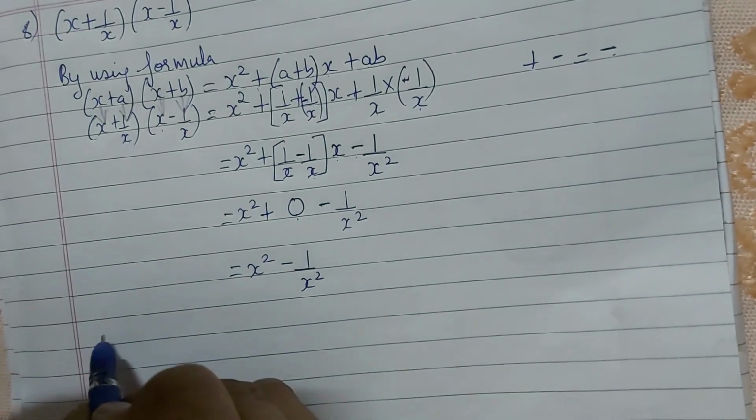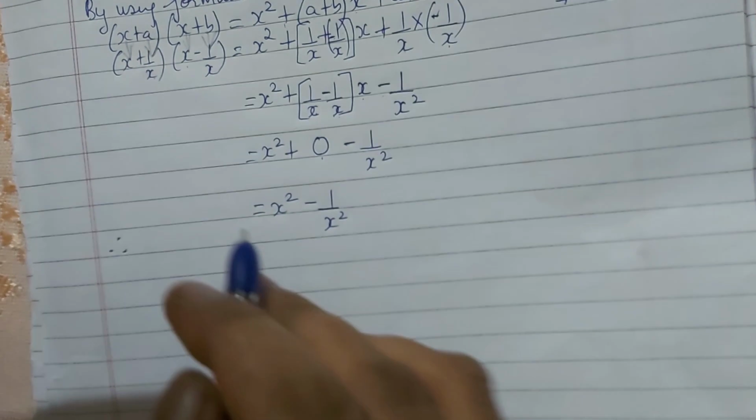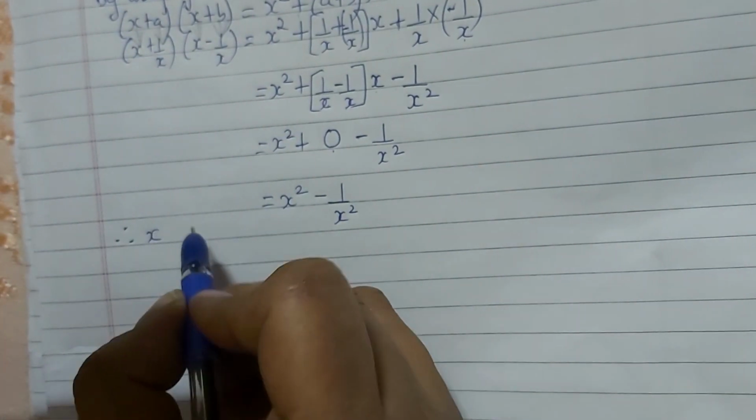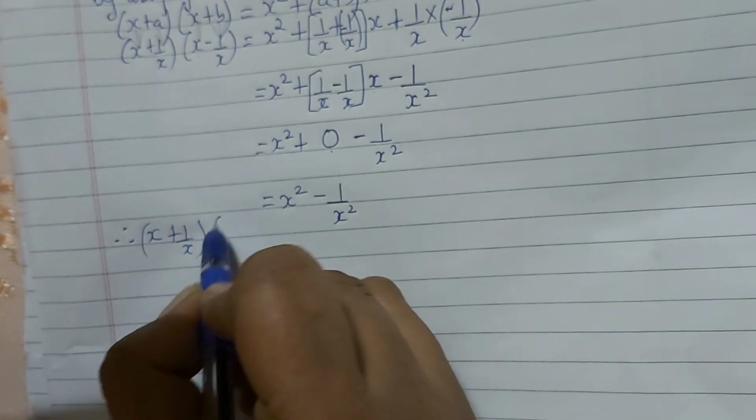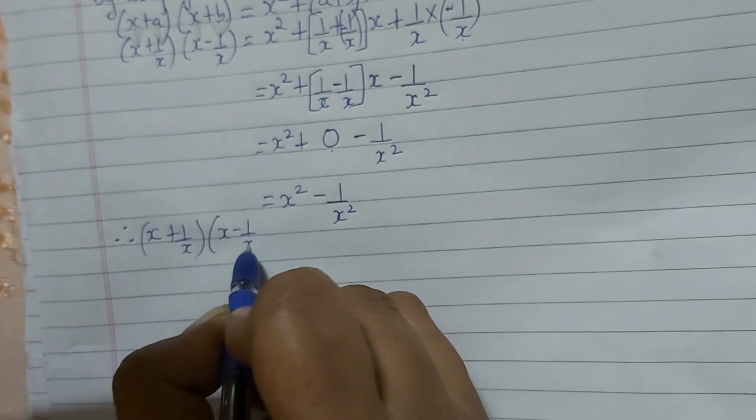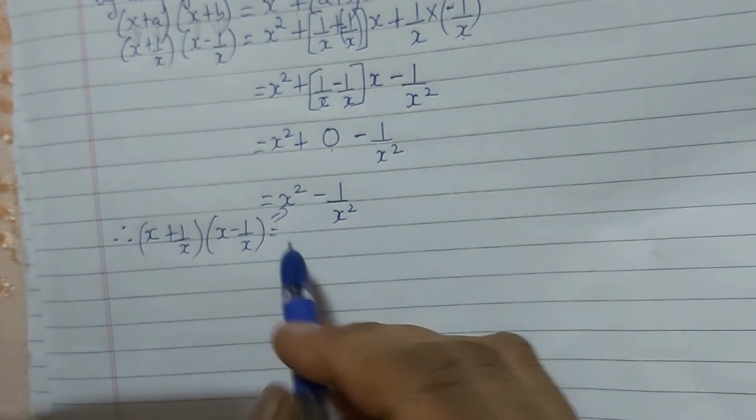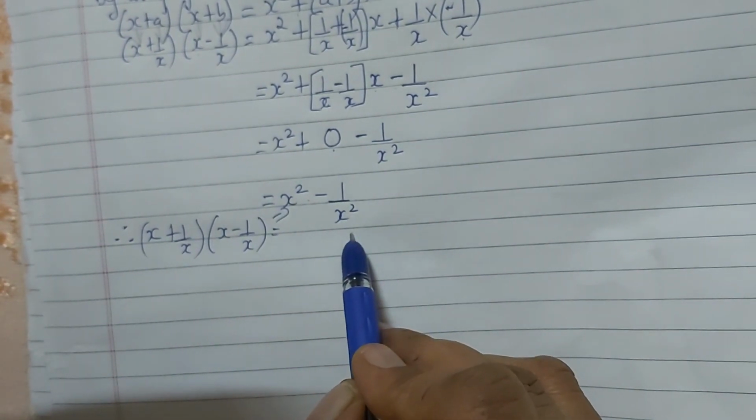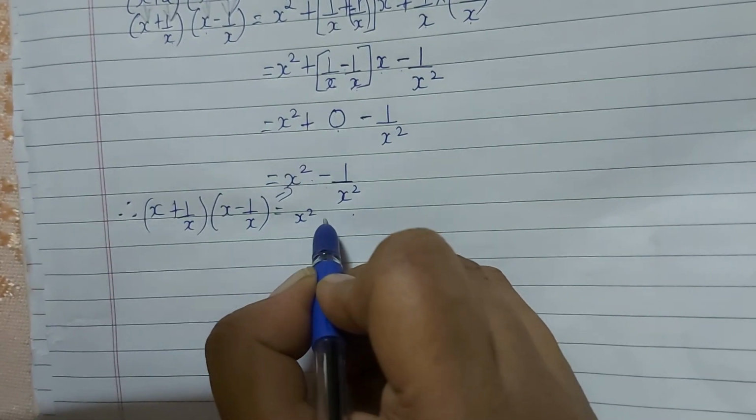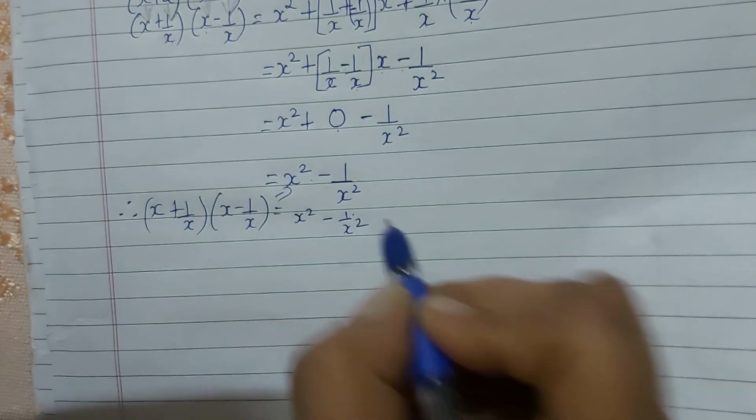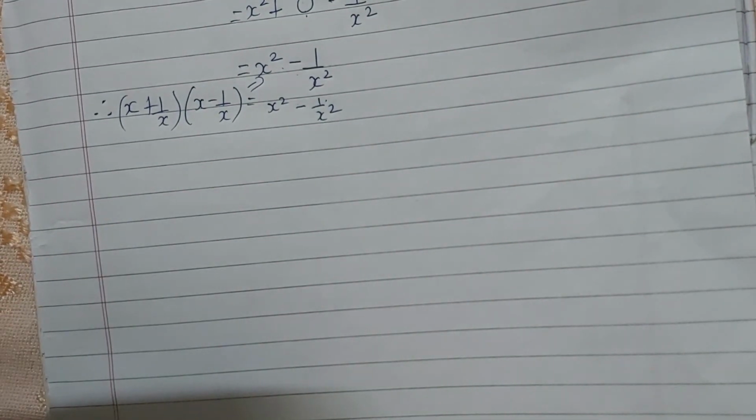So this is our final answer. Therefore, x plus 1 upon x in the bracket, x minus 1 upon x in the bracket is equal to this answer. Okay children, x square minus 1 upon x square. I will write it over here. X square minus 1 upon x square. Now we will take the next sum.